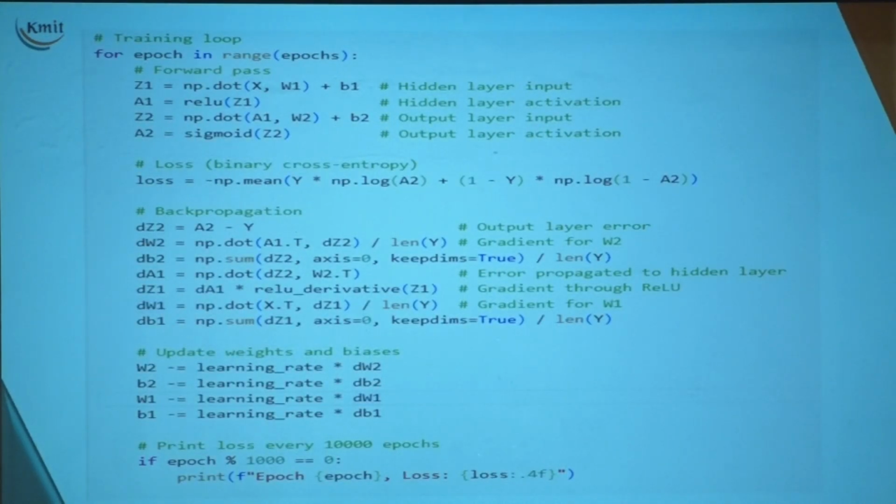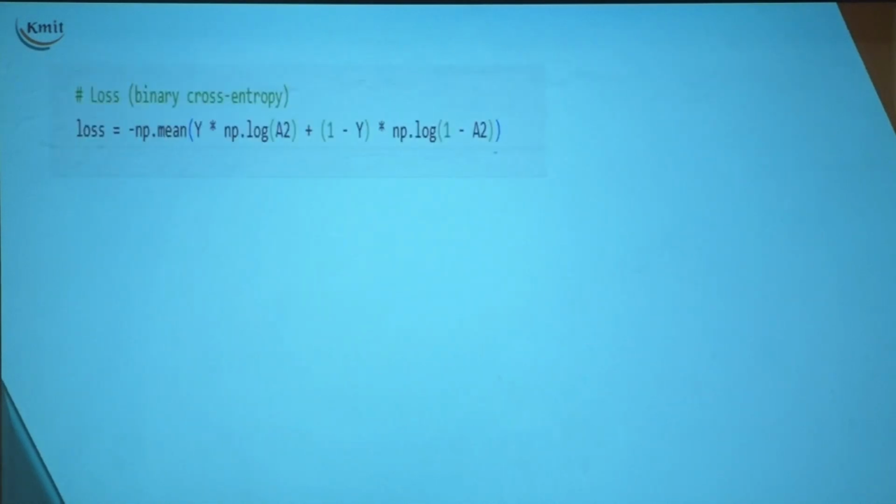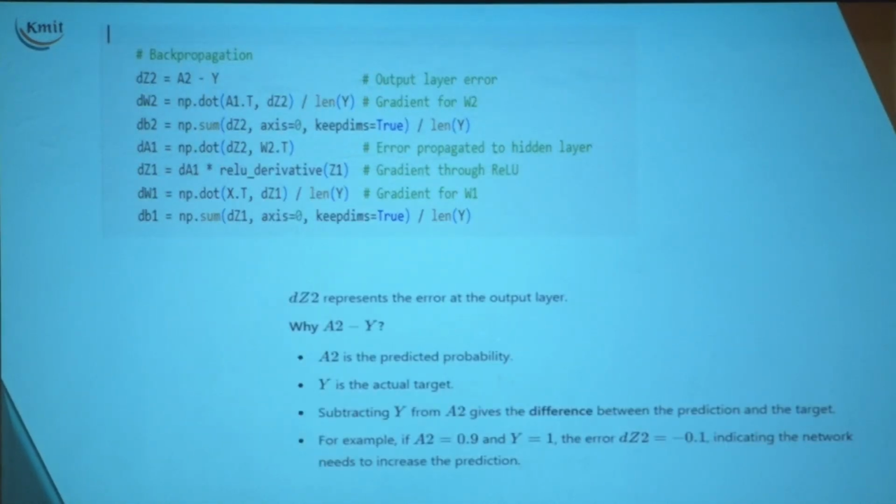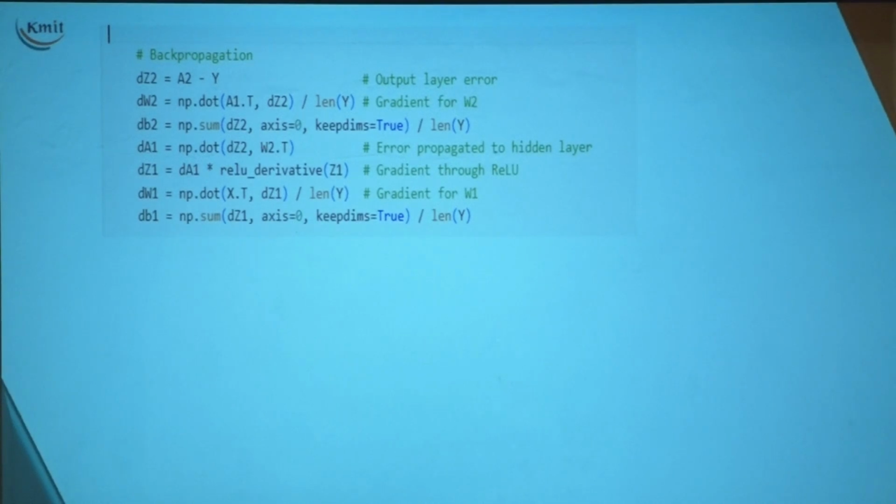What are those two parts? Forward and backward. Sorry, forward and loss. Now backward. What is backward? Calculating what? dz2, dw2, db2, da1, dz1, dw1.